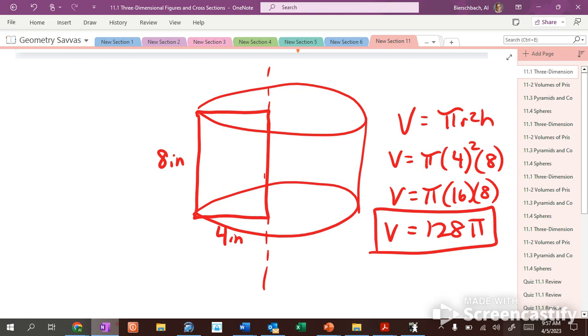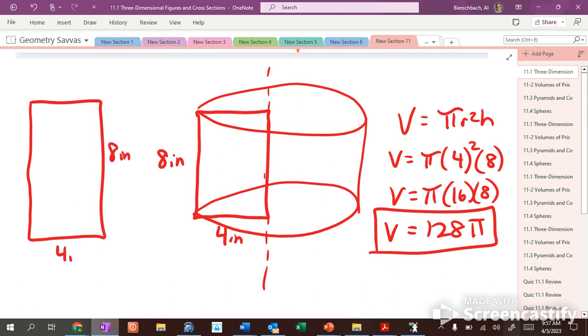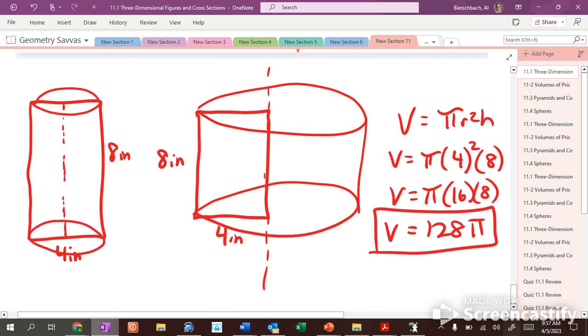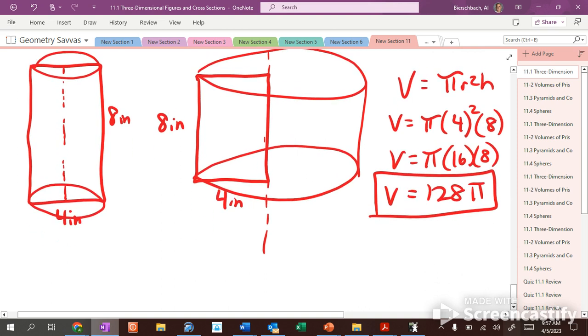Now let's take that same rectangle, the 4 by 8 rectangle. And now let's rotate it around its center. What's it going to make this time? It's still going to be a cylinder. But is it going to be as big? It's going to be a lot skinnier. What's the new radius? 2.